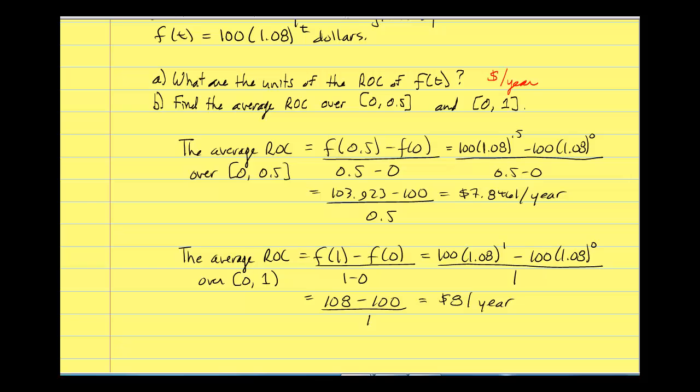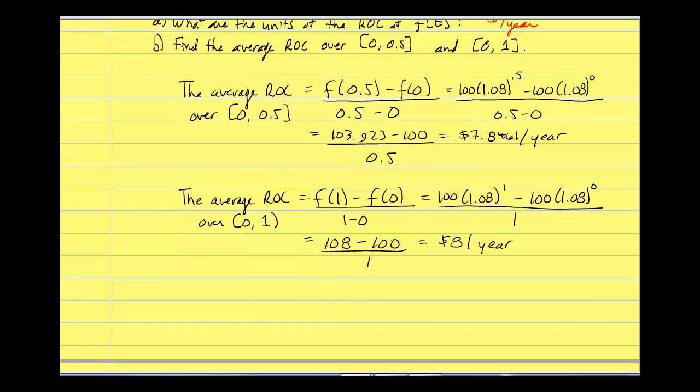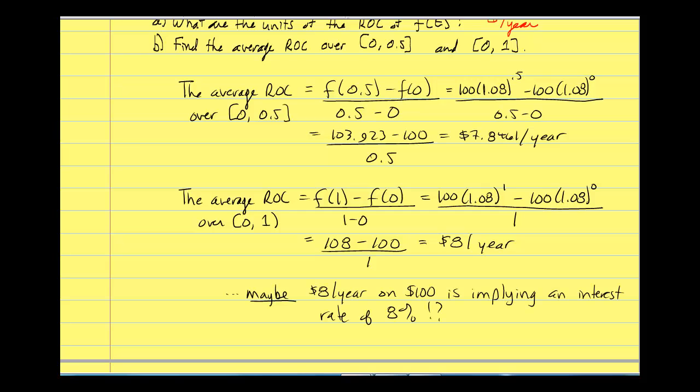That kind of makes me think about something. I invested $100. At the end of 1 year I had $108, including my interest. Maybe that $8 per year on $100 is implying that I have an interest rate of 8%. So this helps us figure out something like an interest rate, dollars per year earned. This is an example where we're using the idea of rates of change not for speed, velocity, etc., but trying to determine an interest rate, the growth of a savings account on a particular function.